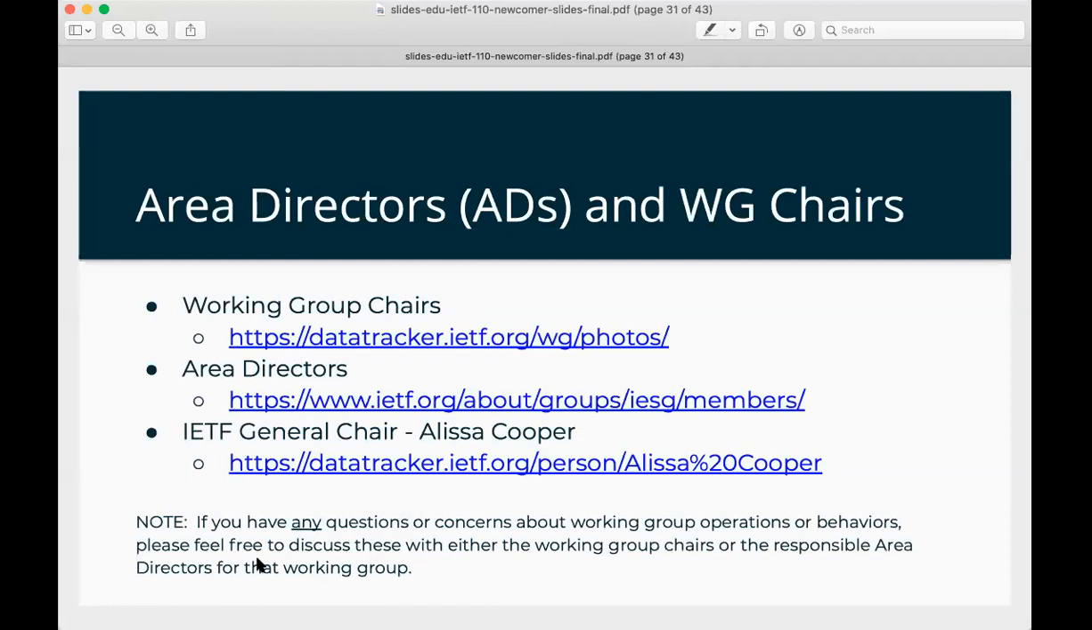Let me mention this as well. If you have any questions or any concerns about working group operations or behaviors, please feel free to discuss these with either the working group chairs or the responsible area director for that working group.